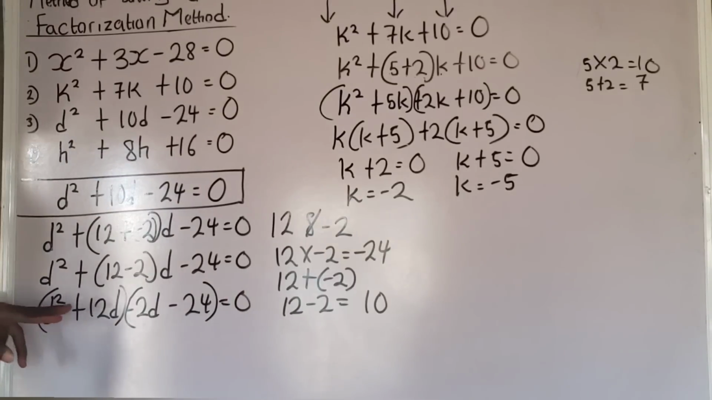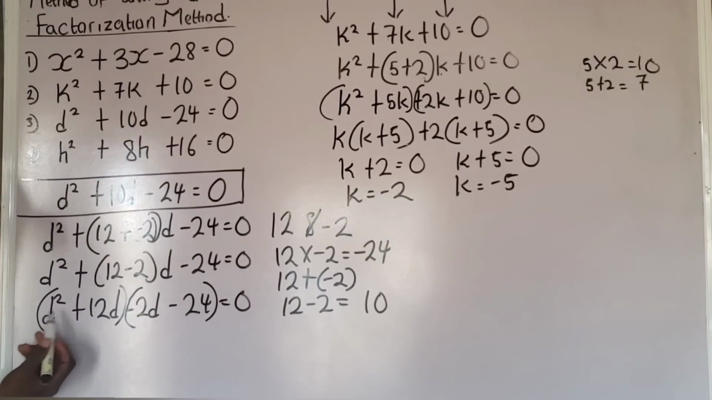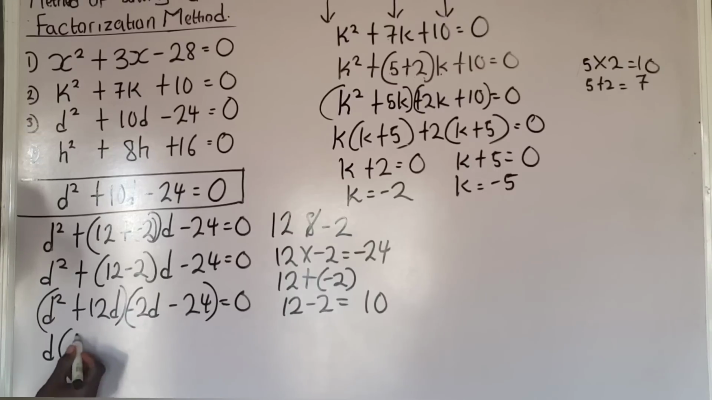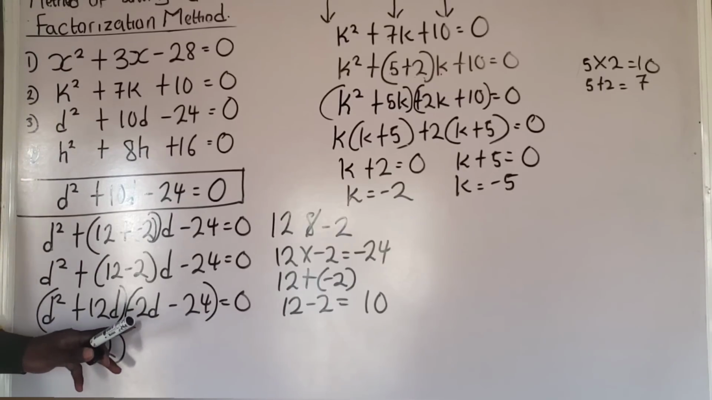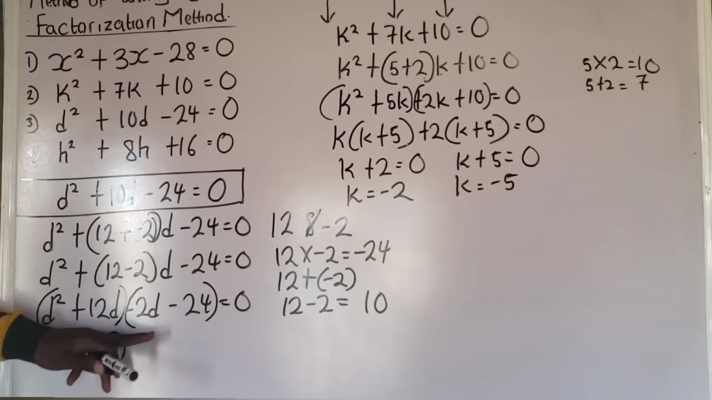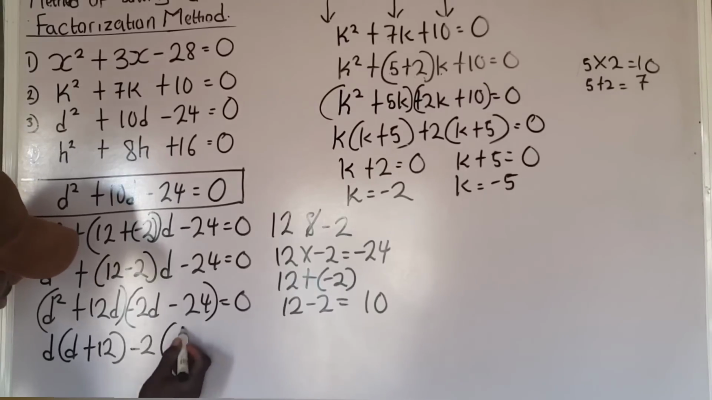What is common to d squared and 12d? The common factor among d squared and 12d is d, into bracket d plus 12. Now what is common in the second part? I'm going to factorize what is common between negative 2d and negative 24. The answer is negative 2. So I'm going to have negative 2 into bracket d.